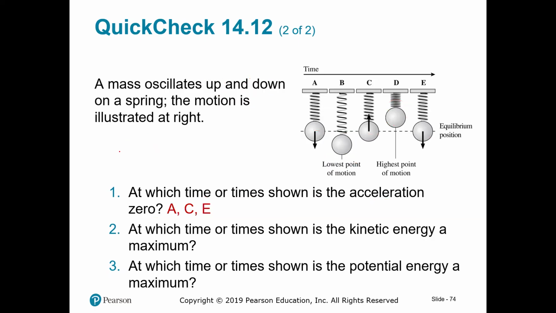So for number one, the answer is A, C, E. At the middle point, acceleration is 0. There's no force. And then kinetic energy maximum, again, is at E, right? The velocity is maximum. And then potential energy maximum is at both ends, right? Maximum compression or maximum stretching.